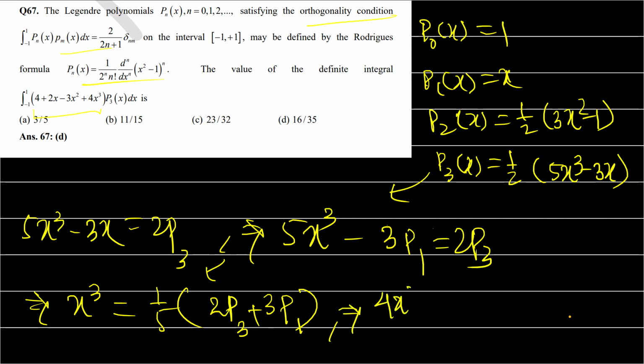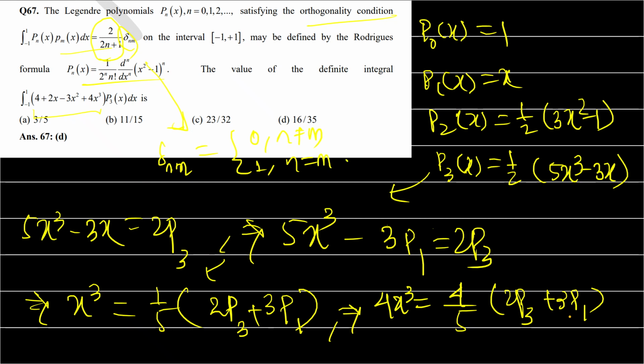This implies 4x cube will become 4 by 5 into 2p3 plus 3p1. Now notice one thing here, there is only p3 in the integral term. Now using the orthogonality condition, we all know pn(x) into pm(x) integral will be equal to 0 for n not equal to m, and will be 2 by 2n plus 1 for m equal to n, as delta mn has value 0 for n not equal to m and 1 for n equal to m. So using that, we can notice here that only the terms containing p3 will give the integral value and other terms give the integral value as 0. Hence no need to find other values like the 4 plus 2x minus 3x square terms.